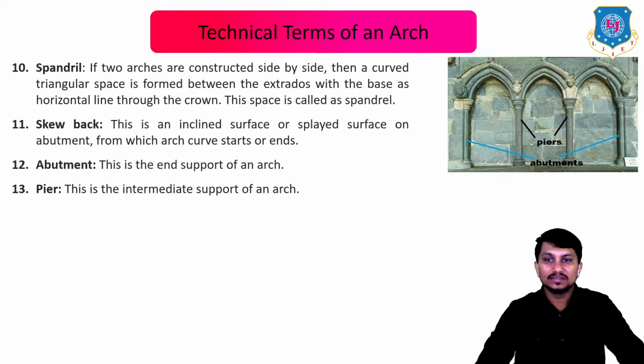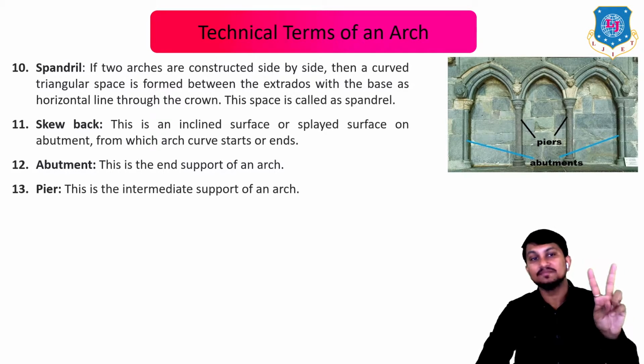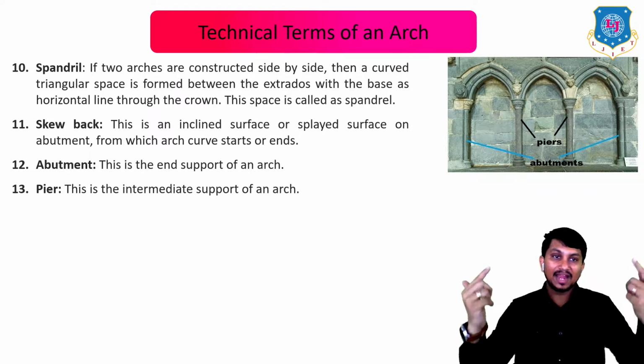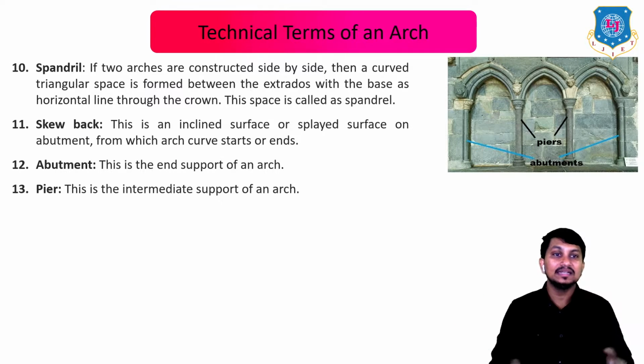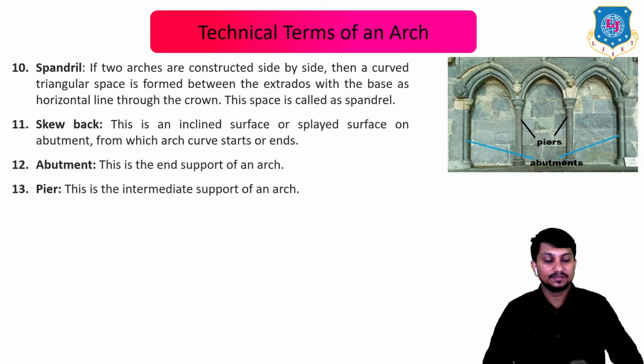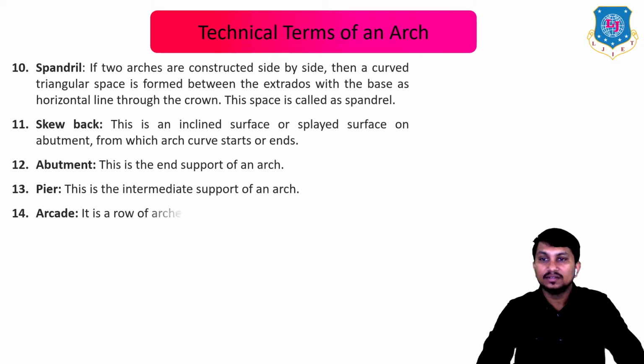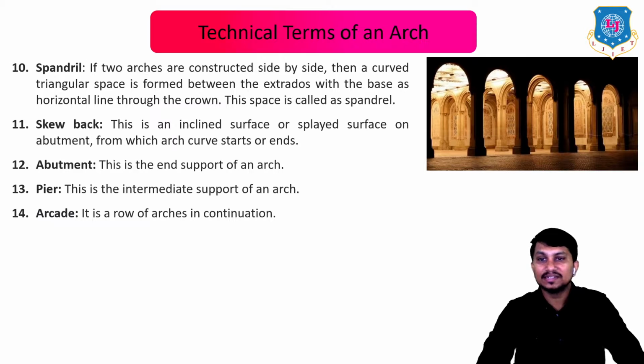Next is pier. The intermediate support of an arch is called a pier. You can clearly see the difference between abutments and piers in this figure. The end supports are called abutments. The interior or intermediate supports are called piers. Next is arcade. It is a row of arches in continuation. If the arches are in a row, it is called an arcade.